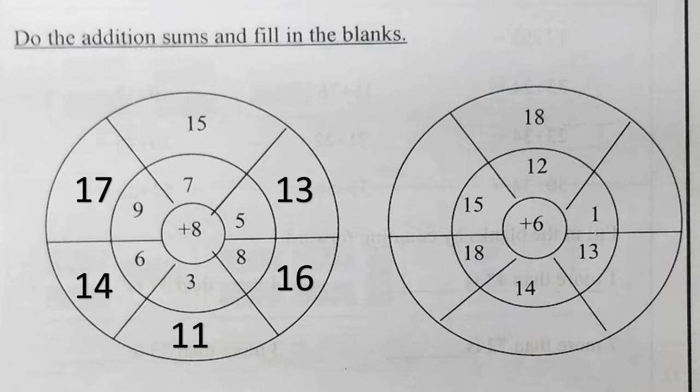Here the numbers are 12, 1, 13, 14, 18 and 15. To all these numbers we have to add 6. First one is done. We'll go to the next one. Here you have to add 6 plus 1, which is 7. Now you have to add 6 to number 13. So 13 plus 6 is 19. Very good. Let's add number 6 to 14.